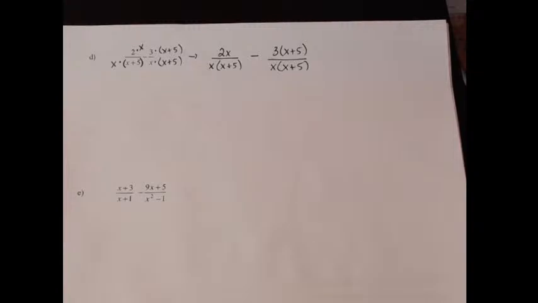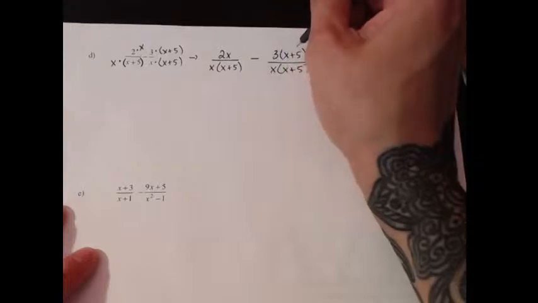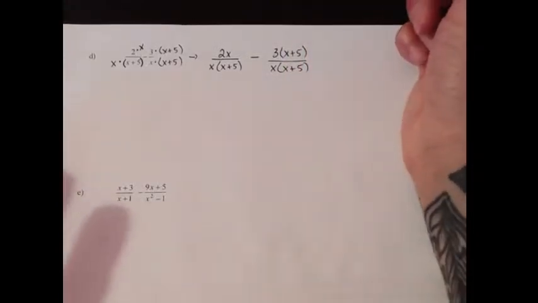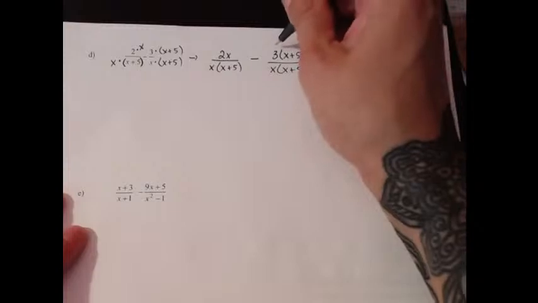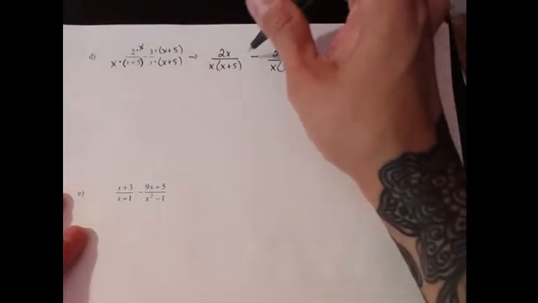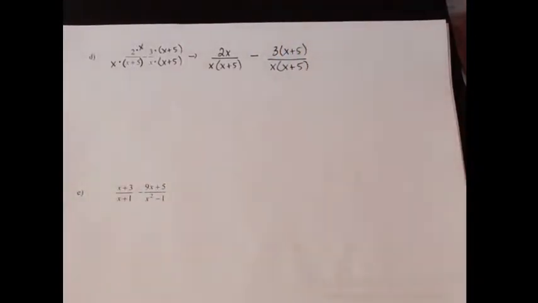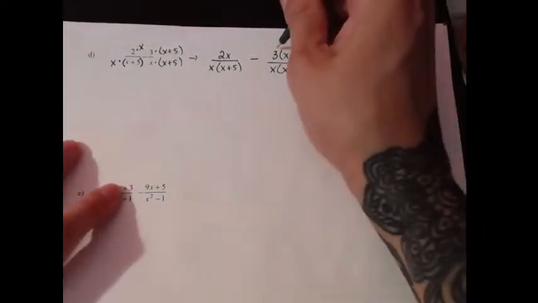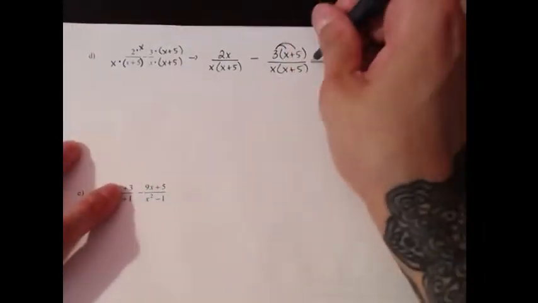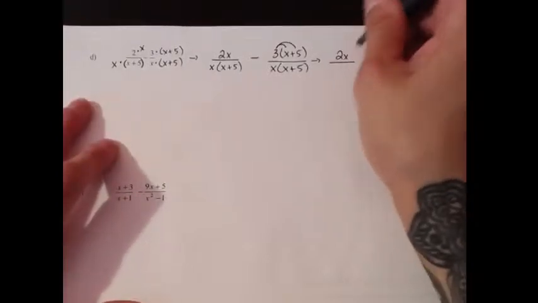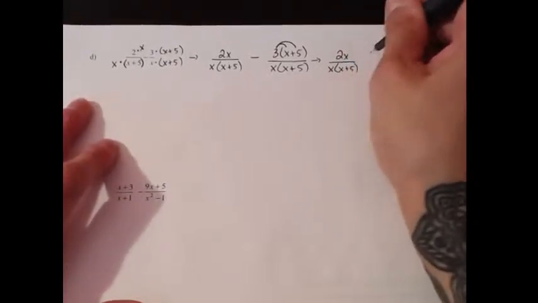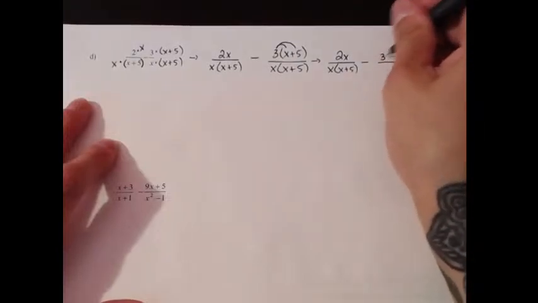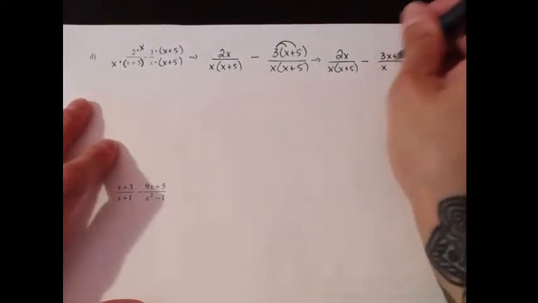I can do a couple things. I can look at this as a negative 3 and distribute that throughout my parentheses, or I can do two steps. I can start by distributing the 3 and then distributing the negative. So it's completely up to you how you would like to work through this problem. For the sake of breaking this down step by step, I'm going to start by only distributing the 3. So that leaves me with 2x over x times x plus 5 minus 3x plus 15 over x times x plus 5.